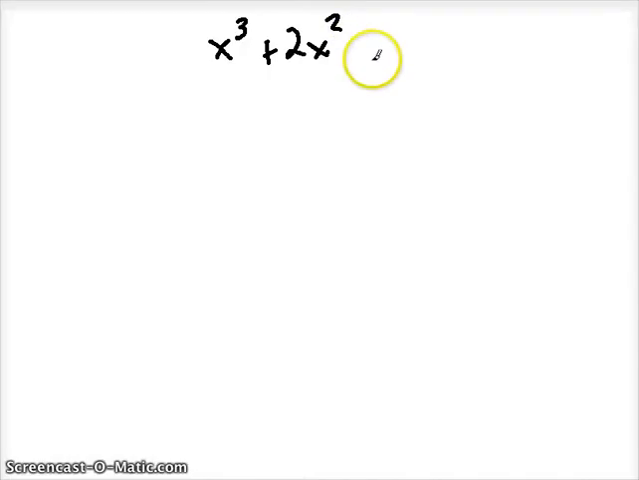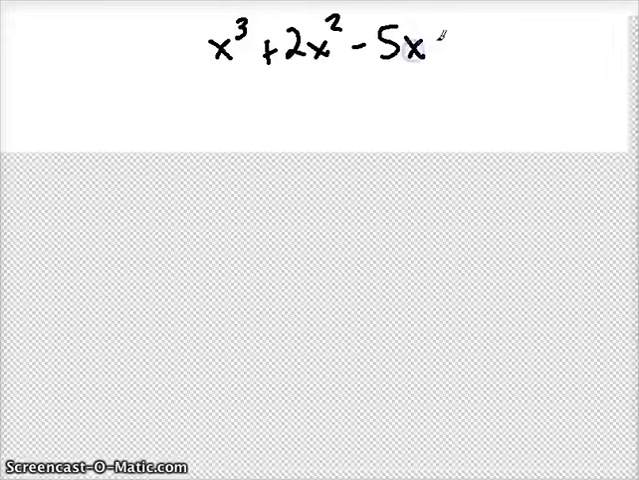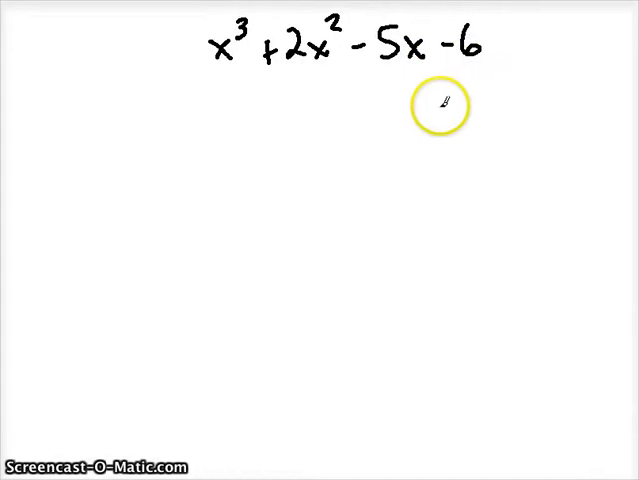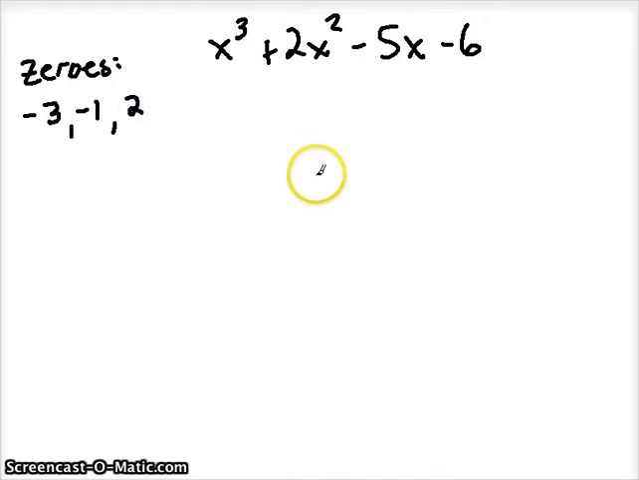Alright, let's rewrite that function: x cubed plus 2x squared minus 5x minus 6. We knew, looking at our graphing calculator, that our zeros were -3, -1, and +2. So let's prove it algebraically. We're going to start using synthetic division to help us factor.